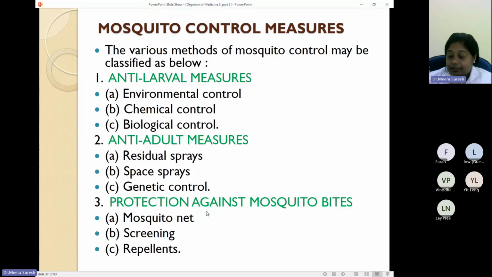And then if at all this is not possible, the third option is how we can prevent ourselves. Mosquitoes are there, but how can we prevent ourselves from getting bitten? We can use the mosquito net, the window screening, the door screening, and also certain repellents which are safe on the skin.